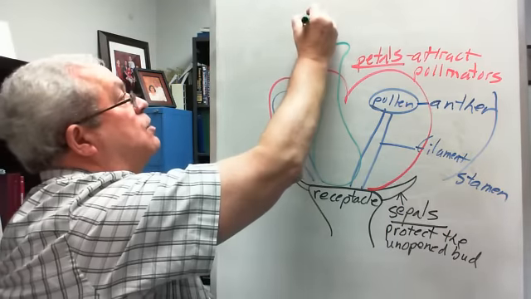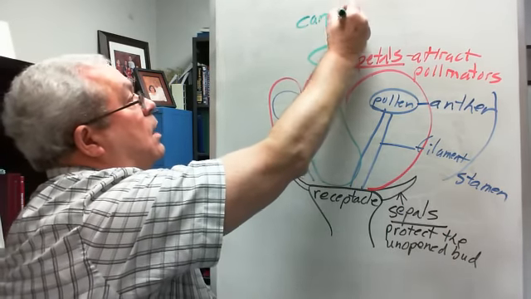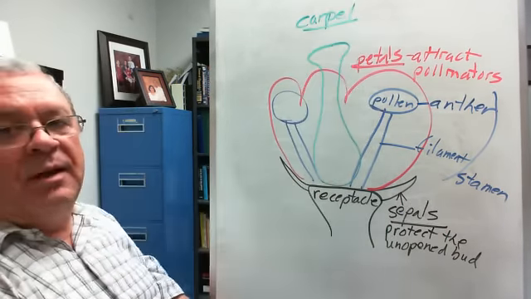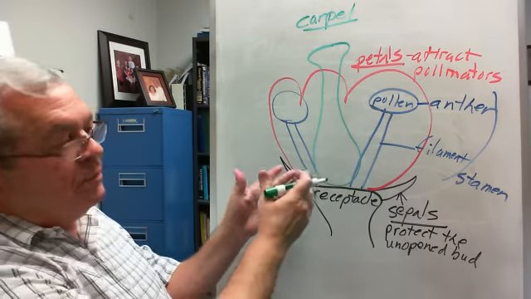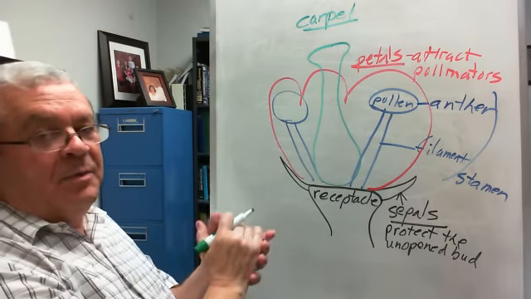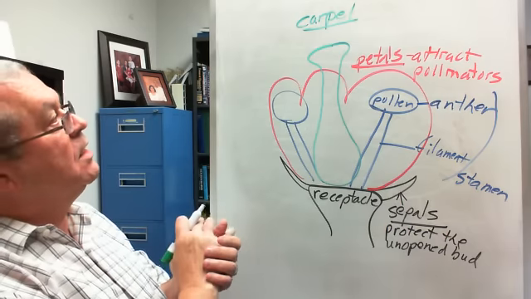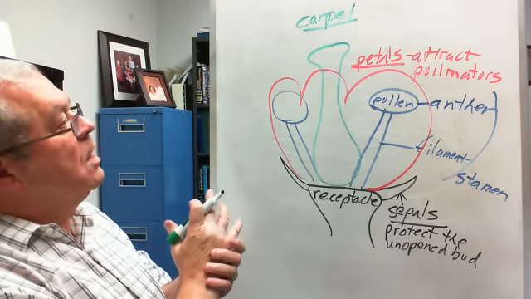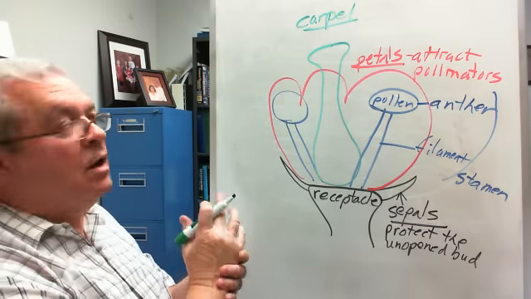The name in your book is carpel. I don't like that name too well because a carpel usually refers to a part of the female part and not the whole thing, but we'll let that slide. We'll call it a carpel. The carpel has three named parts.